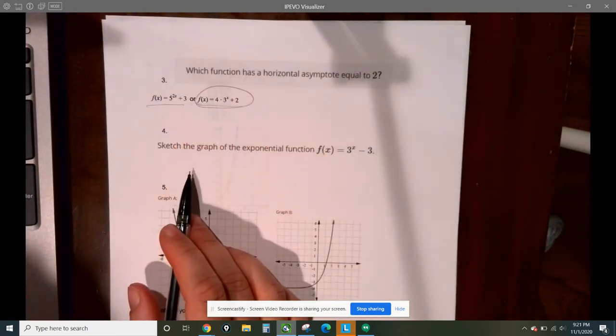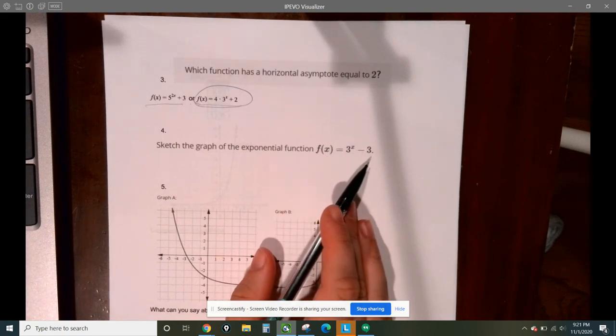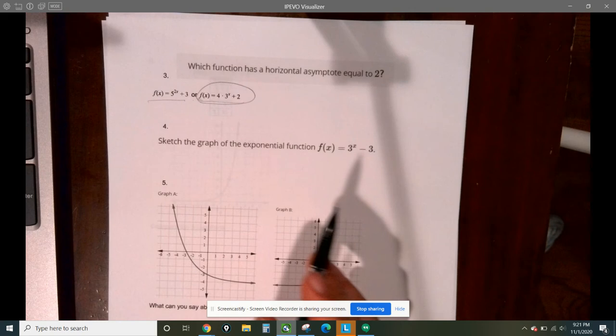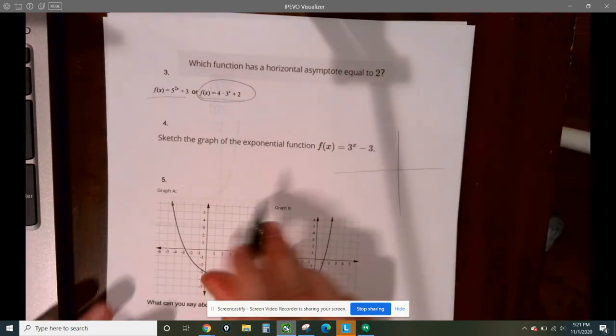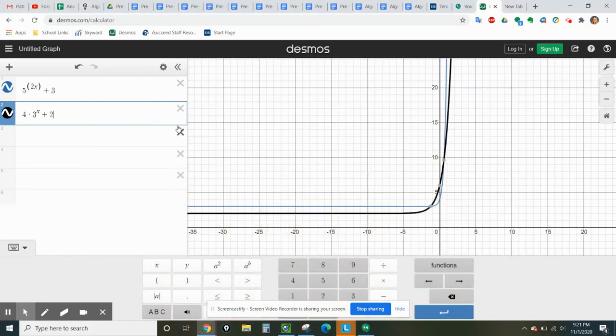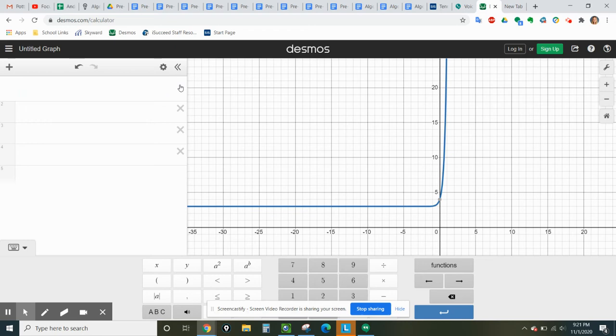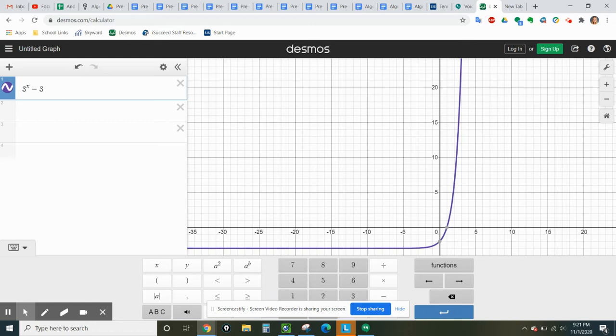Number 4, sketch the graph of the exponential function f of x equals 3 to the x minus 3. So you can use the same website I just showed you, desmos.com, to just be able to sketch a little graph of that on here. So I'm going to get rid of these ones from the last question and do 3 to the x minus 3. So you can see that moved it down 3. And then here's our graph.